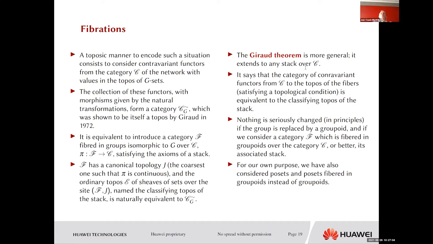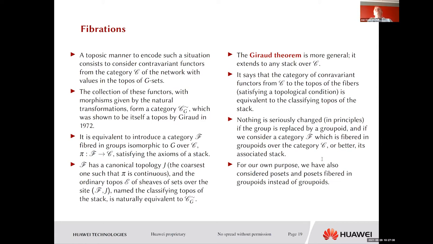But the Giraud theorem is much more general than that. It doesn't concern only groups, but it extends to any stack over C. And it says that the category of covariant functors from C to the topos of the fibers is equivalent to the classifying topos of the stack. In this case, nothing is seriously changed compared to groups if the group is replaced by a groupoid. And if we consider a category F, which is fibered in groupoids over the category C, or its associated stack.